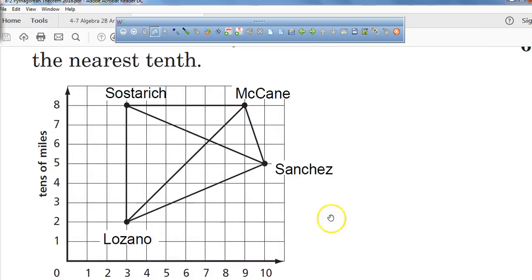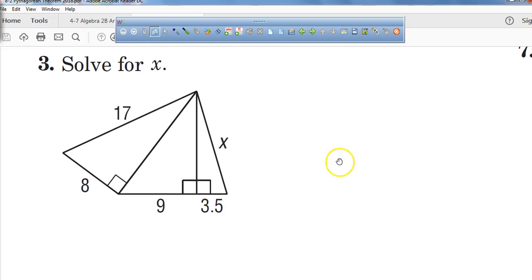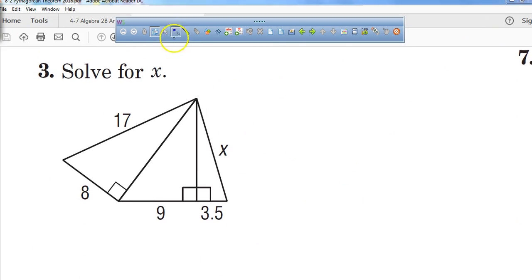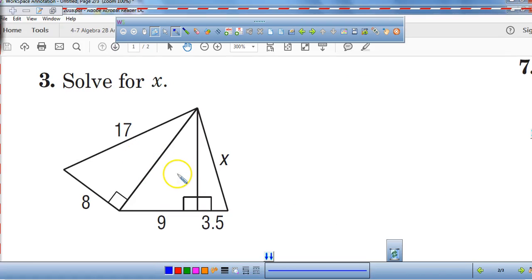Now, moving on. If it says solve for x, you're going to notice that we have a right triangle next to a right triangle right next to another right triangle. So I'm going to label this C, this A, this B. Then I'm going to label this C, call this A, and call this B, call this side A, and finally call this C. So we have 3 distinct triangles.